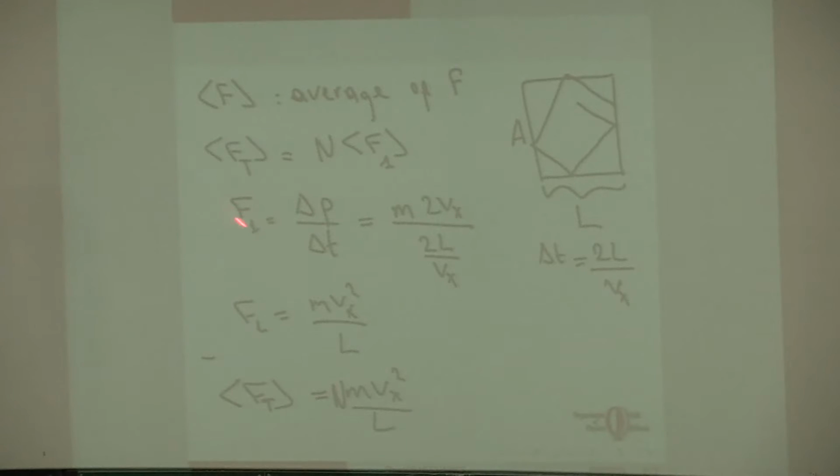Now, this delta T, when we are talking about the average. You should have objected, saying that the molecule collides with the wall in a very small amount of time, delta T. Why did we take such a huge amount of time?